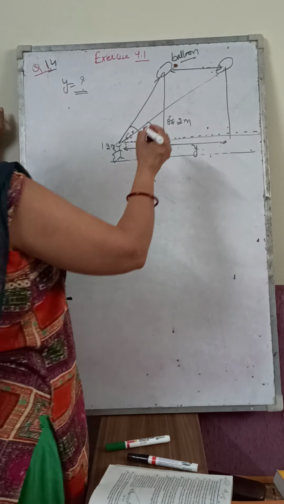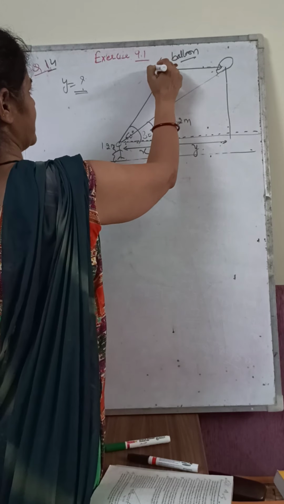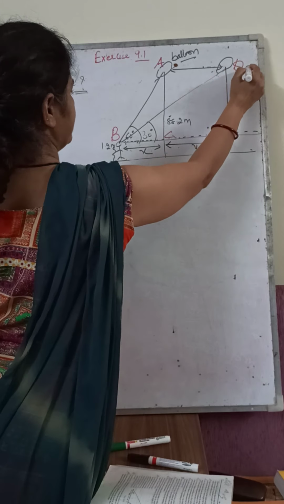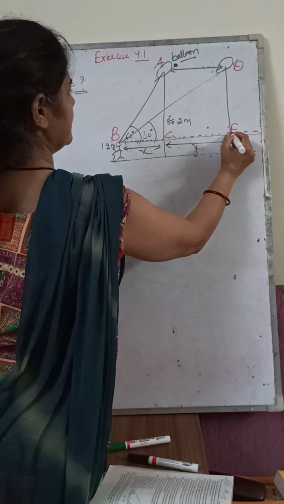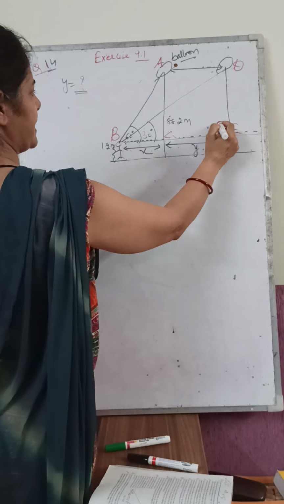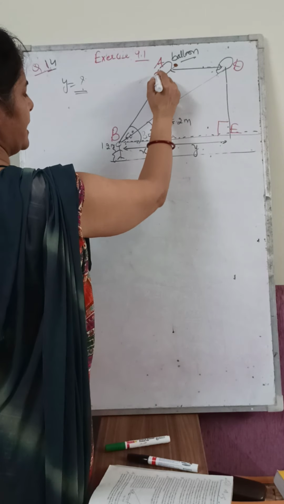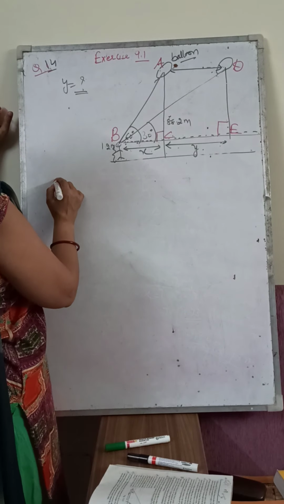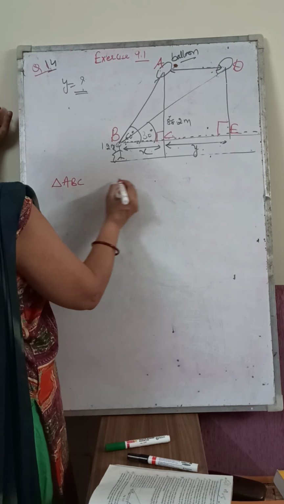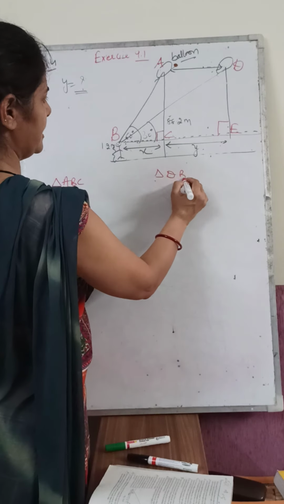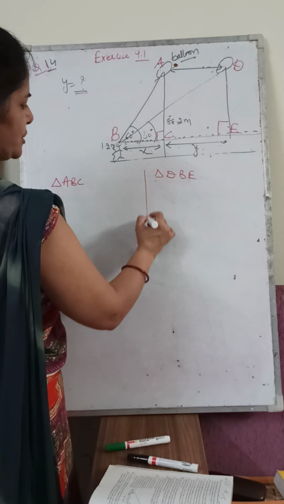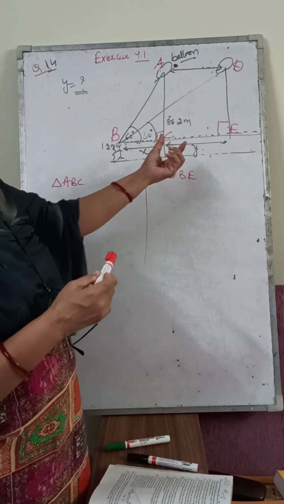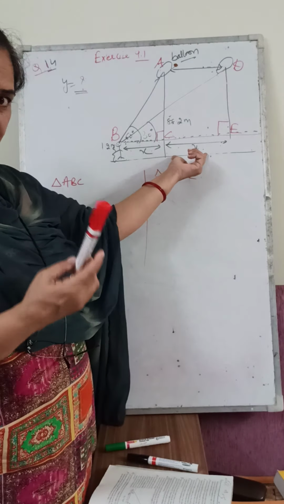Very easy. Again here we have two right triangles ABC and DBE. Suppose this is E. This is right angle and this is right angle. We have two triangles, triangle ABC and triangle DBE. With the help of these two triangles, we will find the distance covered by the balloon, that is y.